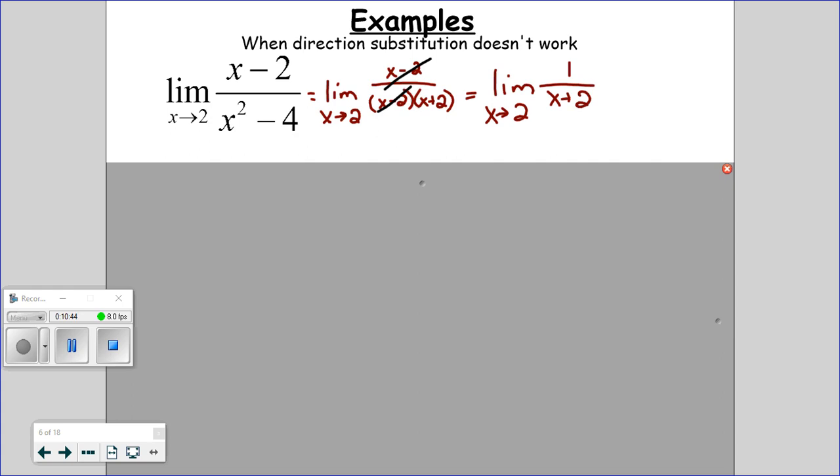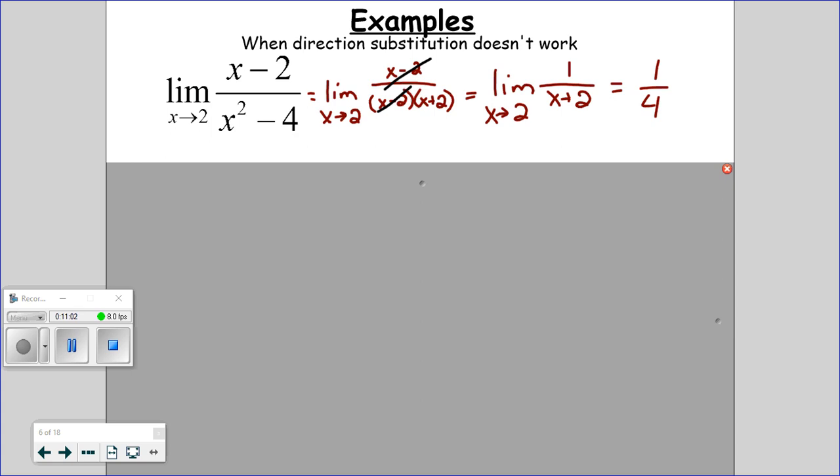And then I reevaluate. It's not a guarantee that it's going to fix the issue, but a lot of times it will. I reevaluate, can I now do direct substitution on this problem? Yeah, now when I put the 2 in the denominator, it's not going to give me a 0. So I can put a 2 in here. 2 plus 2 is 4. The limit is going to be 1/4.